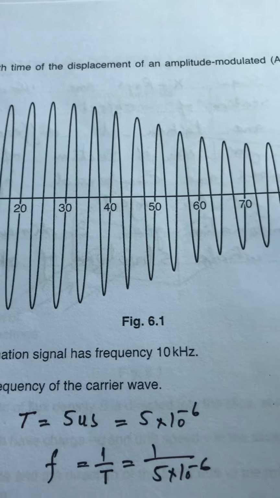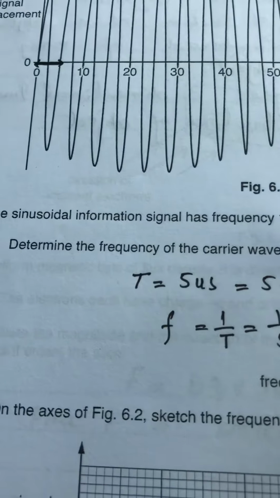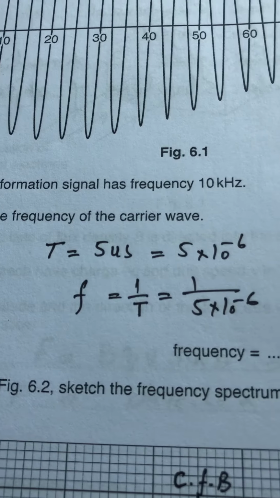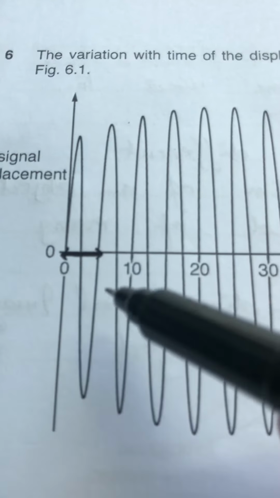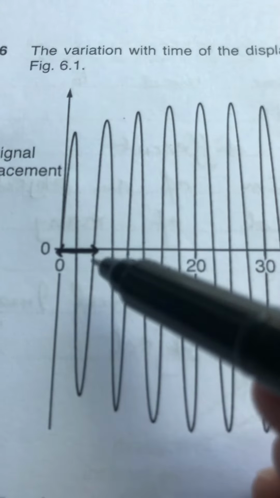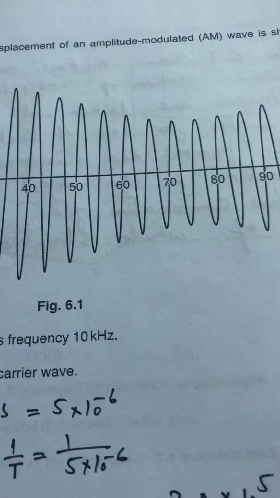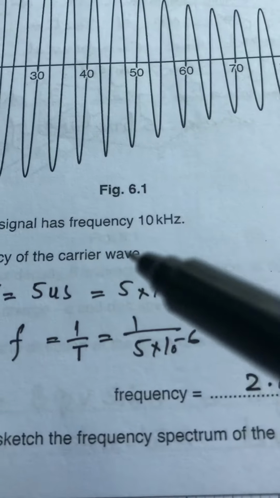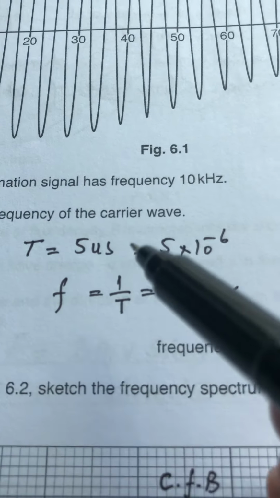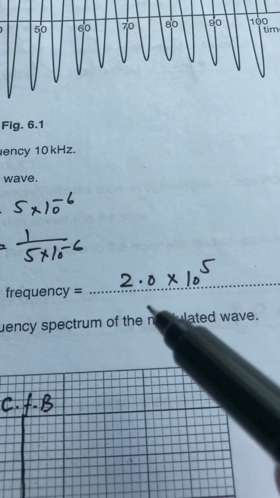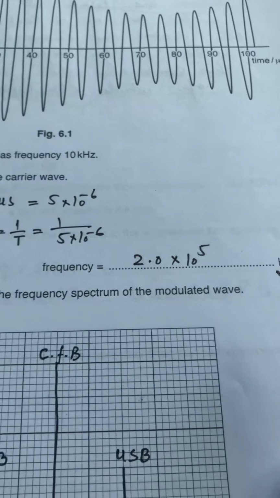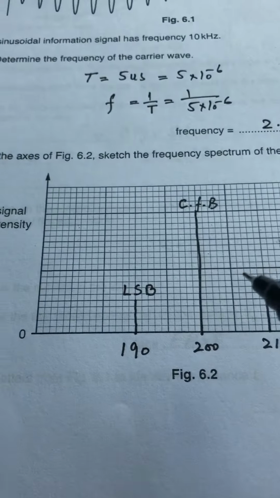And the next question is question number 6. This is about telecommunication. The question is, determine the frequency of the carrier wave. Look, this is the carrier wave, and this time is half of this 10, so 5, and the unit will be microseconds. So the time period is 5 microseconds. It's 5 times 10 to the power minus 6, so 1 divided by T becomes approximately 2.0 times 10 to the power 5 hertz.